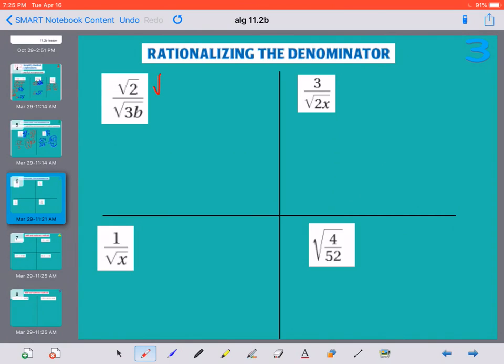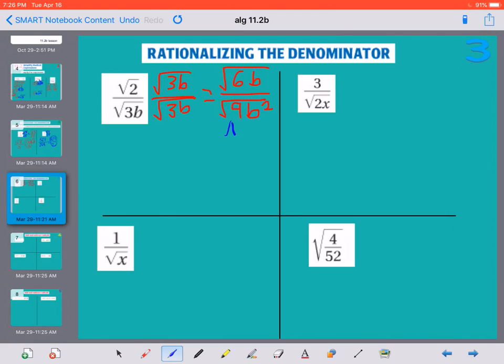Here we're multiplying by the square root of 3b. So we're going to multiply the top, the numerator, and the denominator by the square root of 3b. This time what we're going to get is, on the top, the square root of 6b over the square root of 3 times 3, which is 9, b times b, which is b squared. So the square root of 6b can really stay like that. We can't really do much to it, because if we split that up, it would be a 2 and a 3, which don't have any pairs anyway.